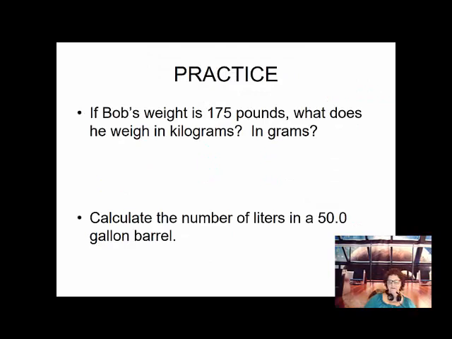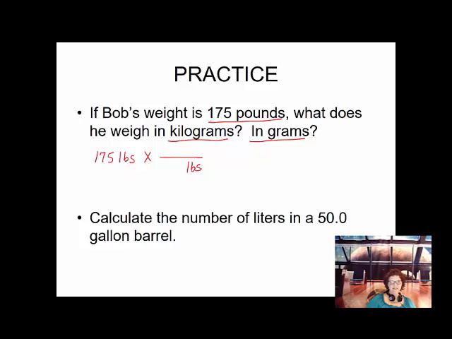If Bob's weight is 175 pounds, I like to underline stuff because then I remember what I'm doing. What does he weigh in kilograms and in grams? All right, so Bob weighs 175 pounds, so that's what I can measure holding in my hand. So I'm going to say 175 pounds. All right, so I know I need to get to kilograms first. So I know what's going to go down here. Pounds, right? Pounds has got to go down there.